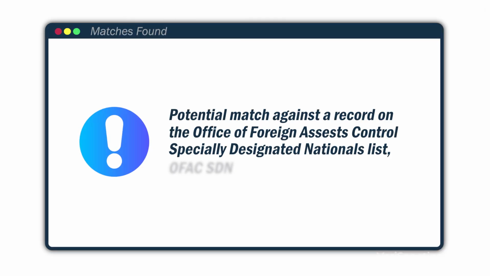It's telling you that there's a potential match against a record on the Office of Foreign Assets Control, specially designated nationals list, OFAC SDN, that needs a human decision. That's adjudication, and Module 5 is dedicated entirely to doing it right.